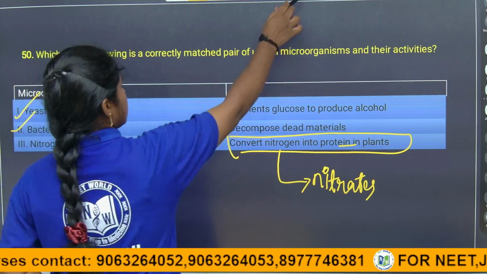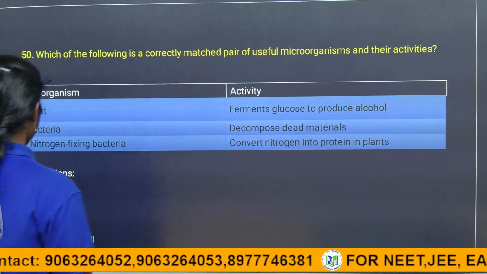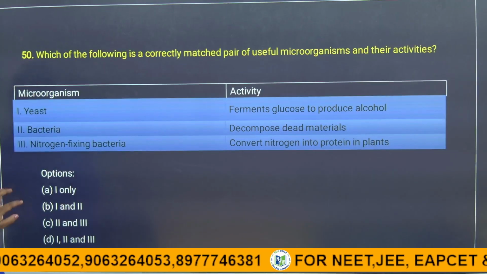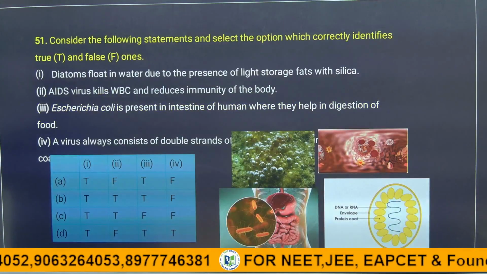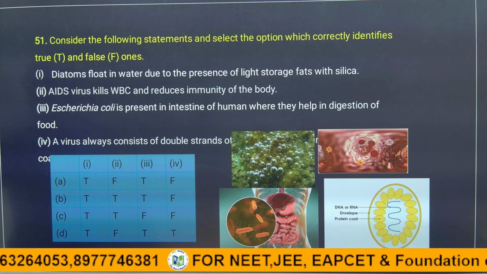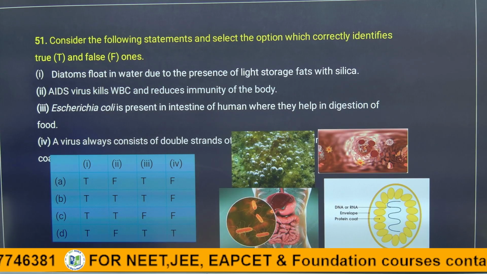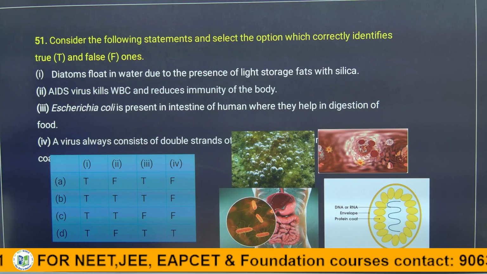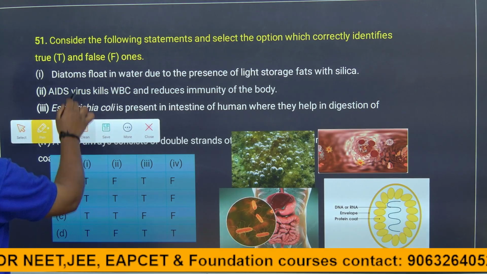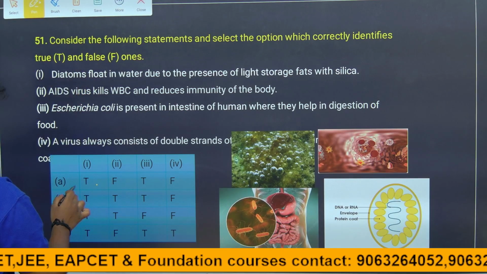Here is the 50th question, children. So the answer is B. Coming to the 51st, it is from the questions of level 3, children. So we will discuss this question and wind up the class. I will discuss some more questions in the next session.